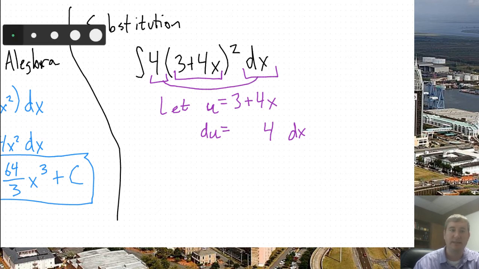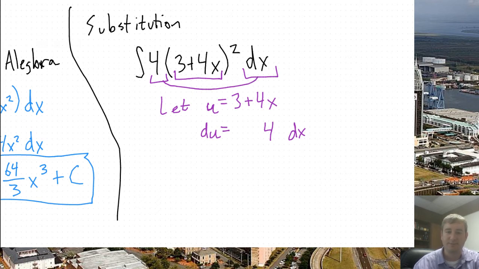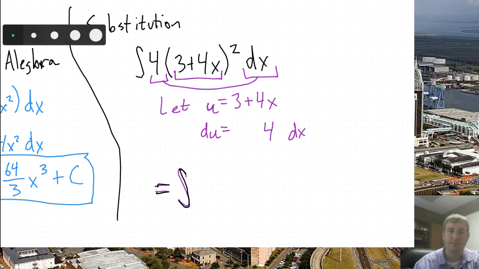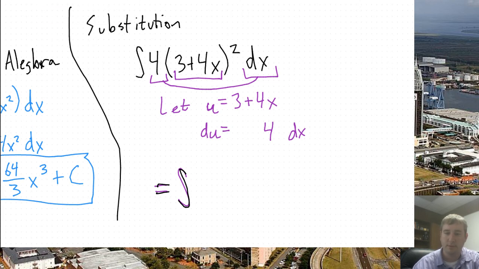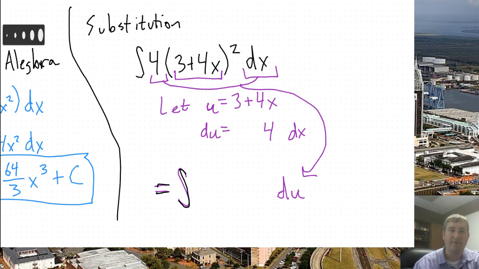Now what does that do for us? Well, let's see here. My 4 dx gets replaced with a du. So that's the 4 dx right there, becoming a du. And then we still have the parentheses and the square.